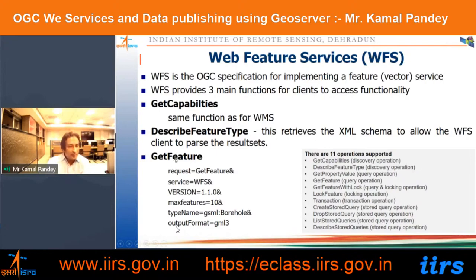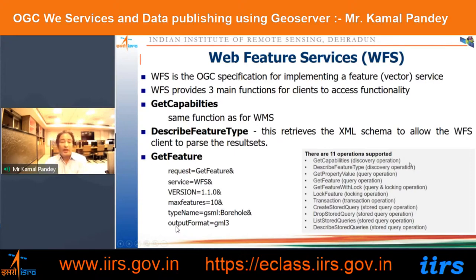GetFeature. This is the important part. Features also I can get. So the request is GetFeature, service is WFS, version, maximum features 10, type GSML borehole, and output format GML3. These are all passed as parameters with this method. If you pass this method, these values can be changed. I can increase the maximum features also.